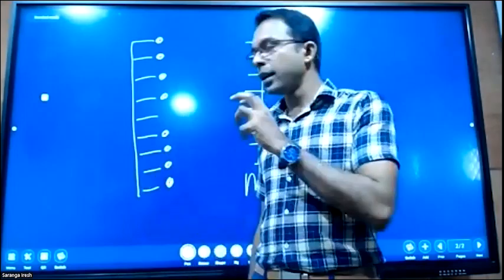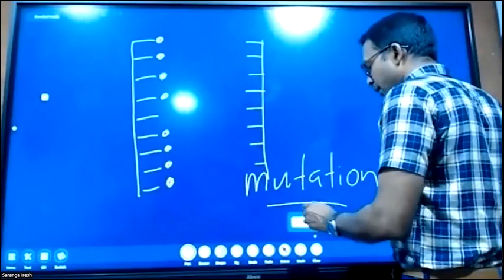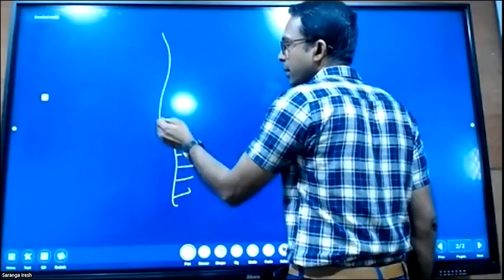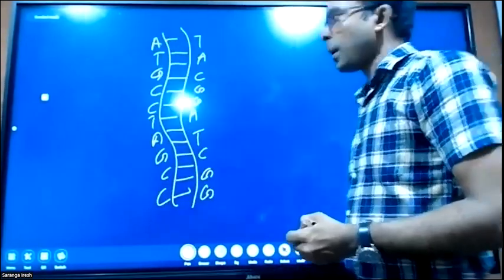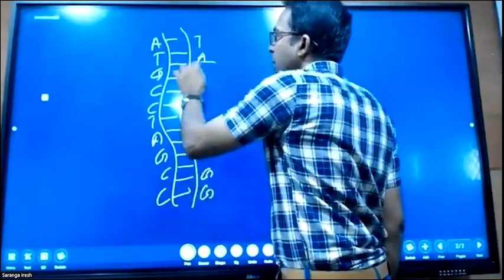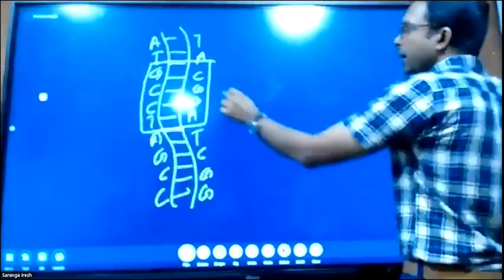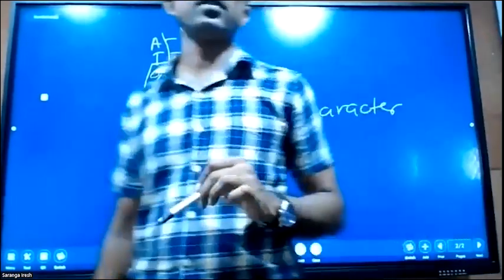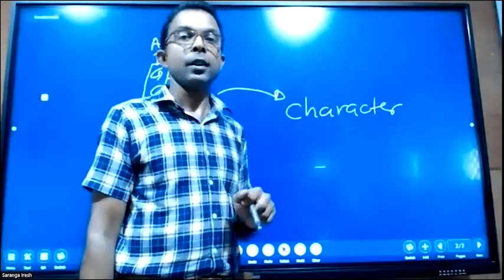We know that the DNA molecule has specific base sequences. In the DNA molecule, a specific base sequence which determines the character of an organism is called a gene.